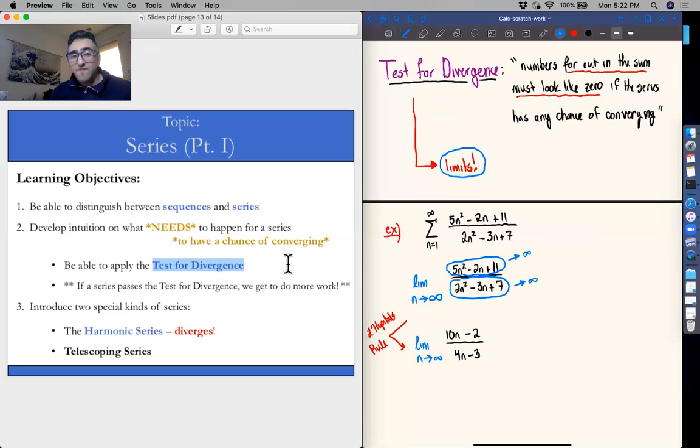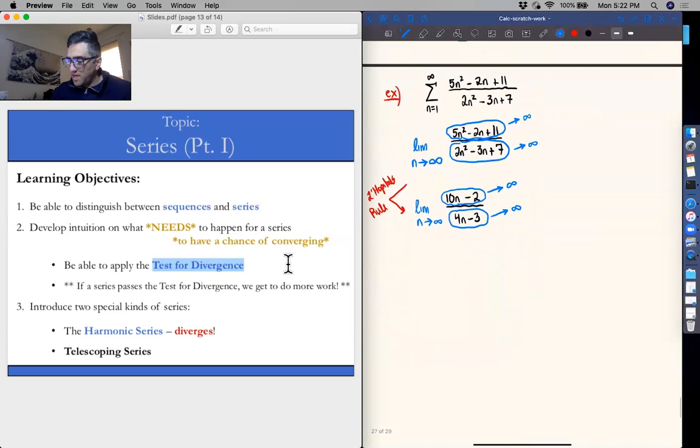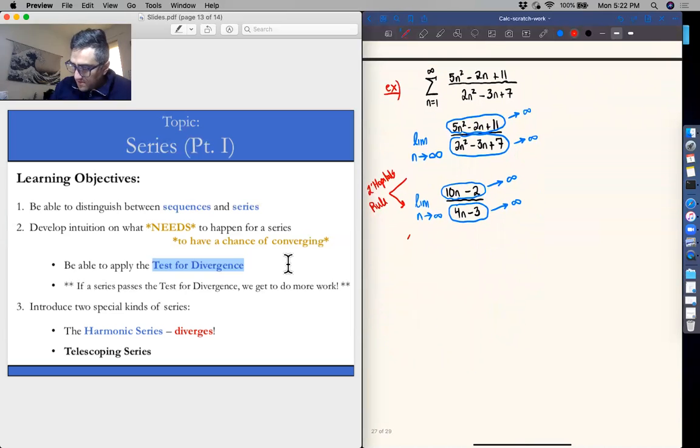As n goes to infinity again, this numerator, 10n minus 2, goes towards infinity as n gets larger and larger. And we see a similar thing happen in that denominator. 4n minus 3, as n goes to infinity, will also go towards infinity. So we have another indeterminate form, which means we again get to use L'Hopital's. So let's apply L'Hopital's again.